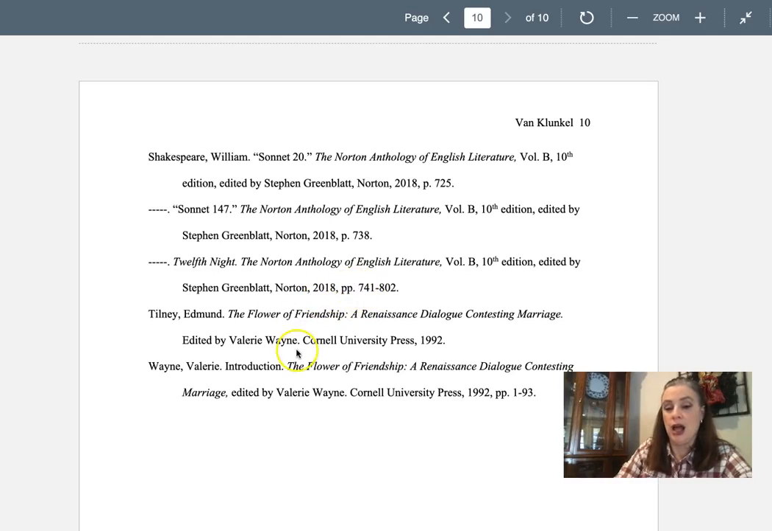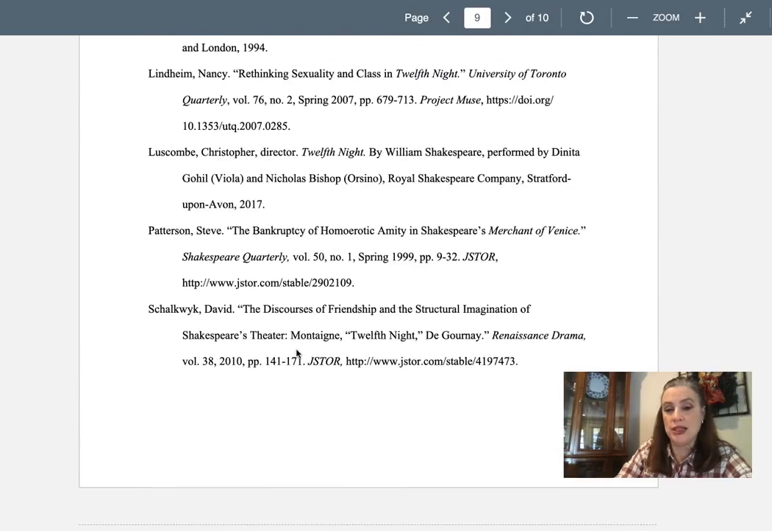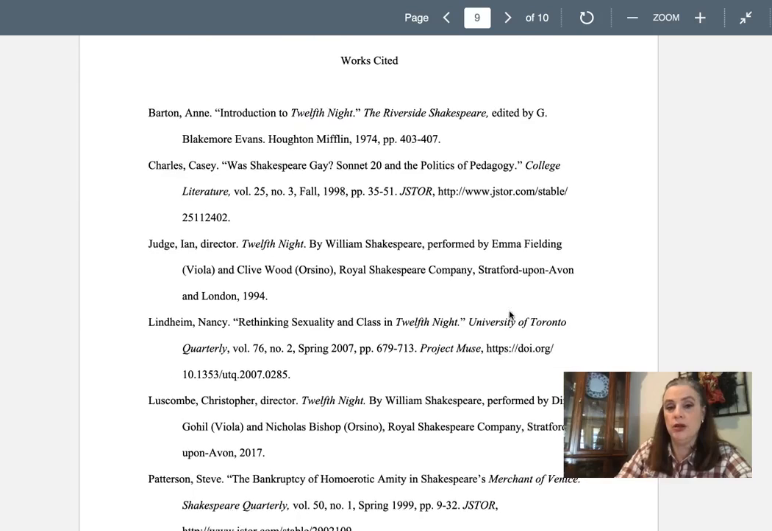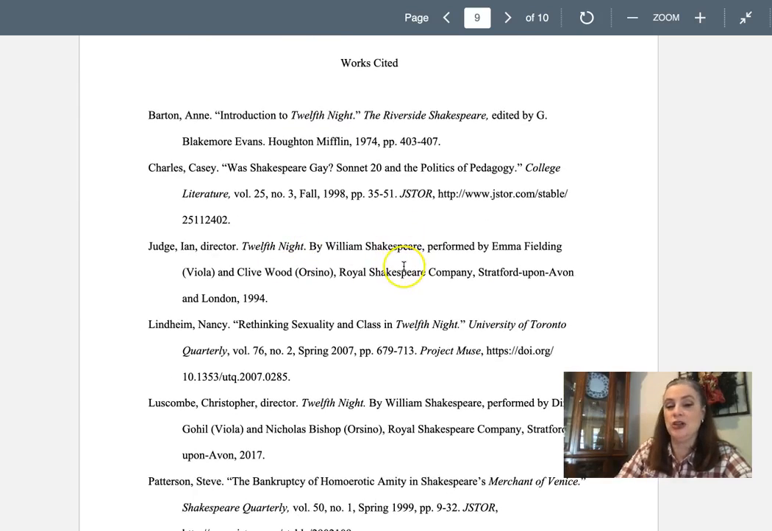Okay. I also have an example of how to cite, in several of them, the Lindheim and the Patterson. You'll see how I have an example of how to cite an article that I got from an online database. Okay. I also have some plays here. I don't know if some of you decide to write on Hamlet and want to write about the adaptations of Hamlet. You could do it that way.